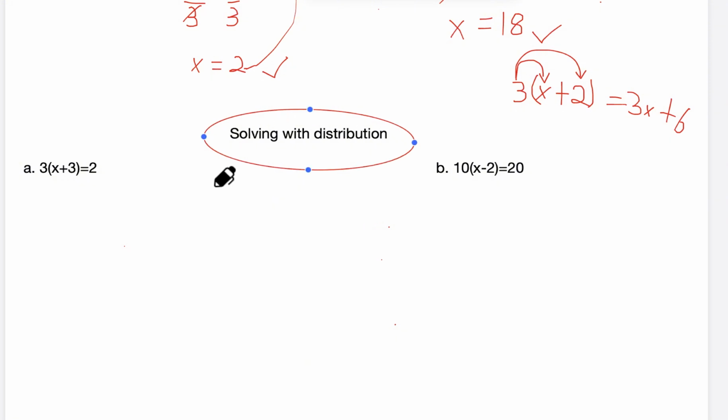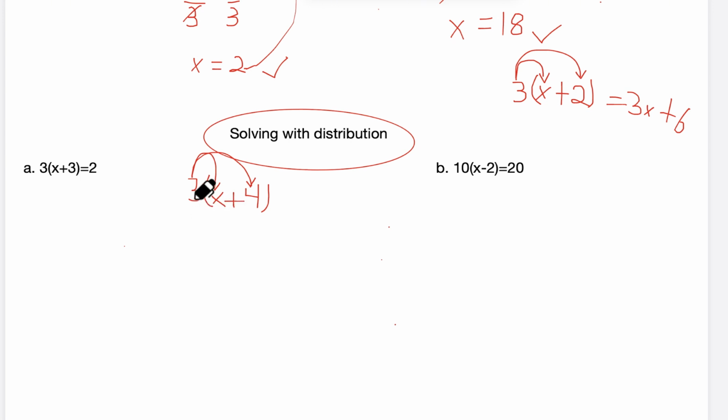Distribution means to give away, right? So when you distribute something, you're giving away the numbers and variables. We have, let's say, 3 outside the parentheses, and I have x plus 4 inside the parentheses. What does that mean? If I apply the distribution property, that 3 belongs to both x and the 4. So you have to give away or distribute 3 to both components of that binomial.